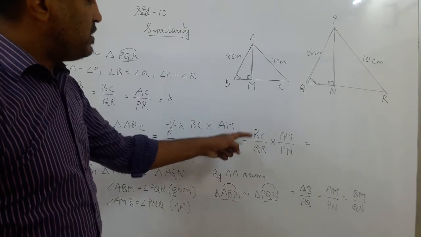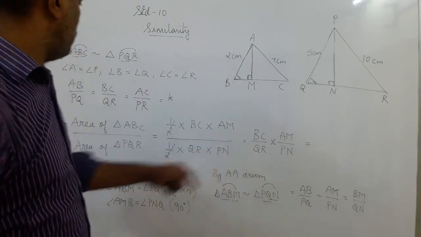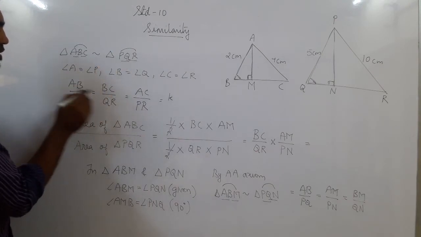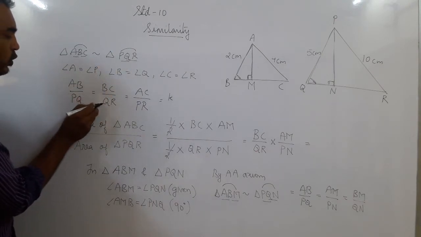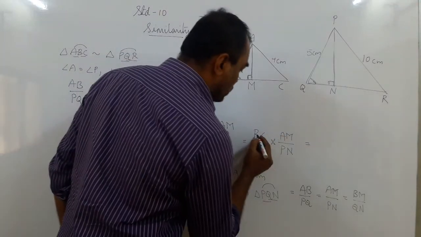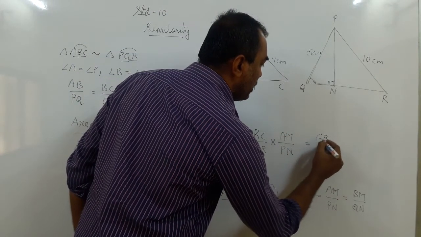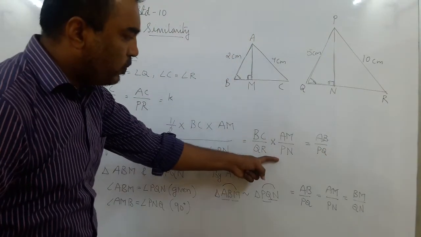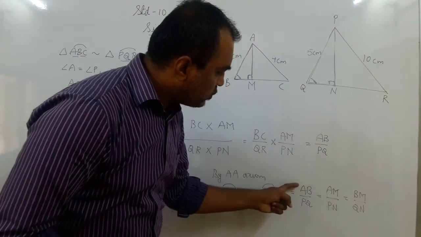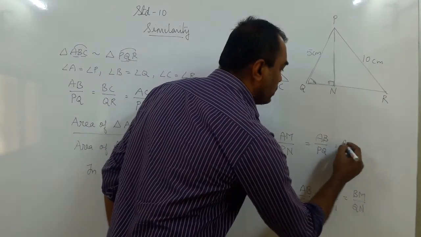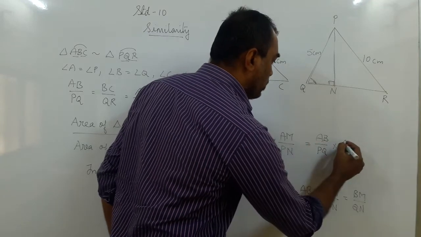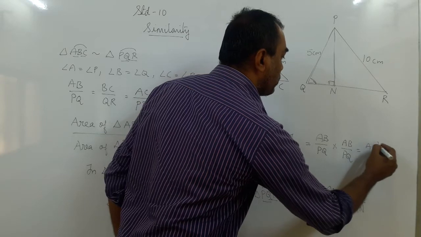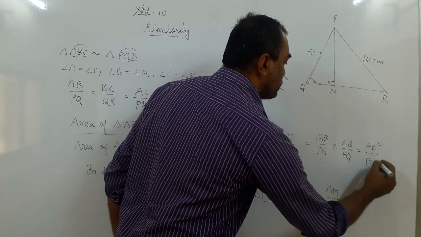What I have got? BC upon QR. Can you see this? BC upon QR is AB upon PQ because the triangles were similar, ratios are equal. So BC upon QR was AB upon PQ. So instead of BC upon QR, AB upon PQ. And AM upon PN is also AB upon PQ. So this is also AB upon PQ. And hence I have AB square upon PQ square.